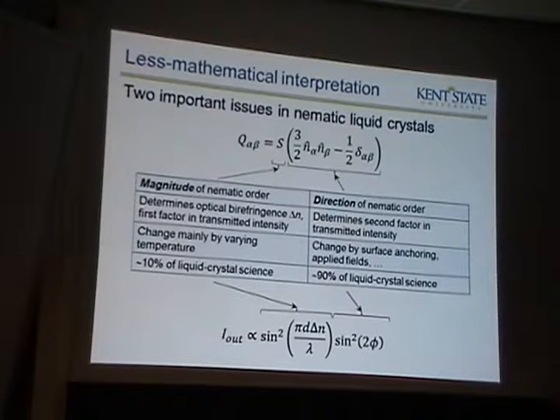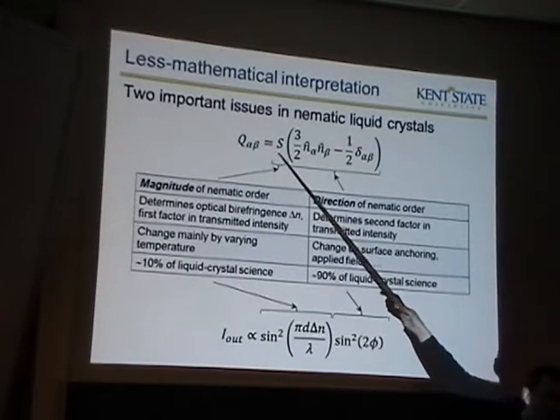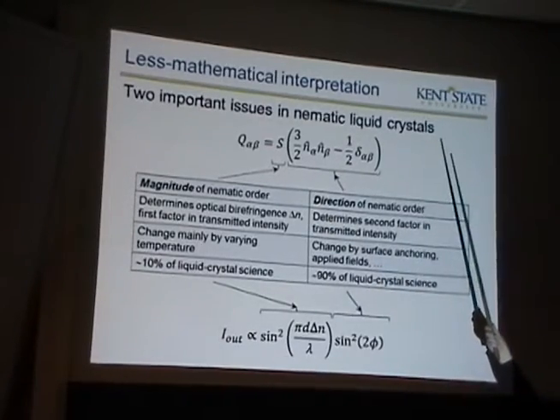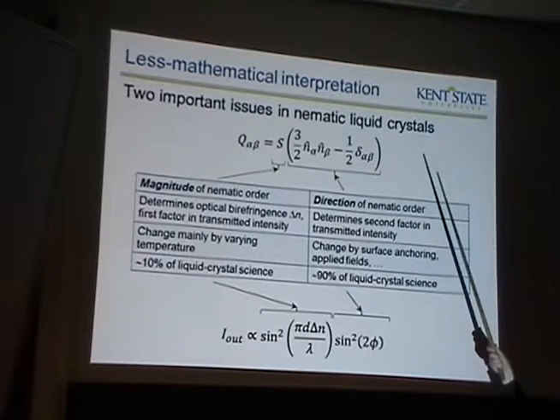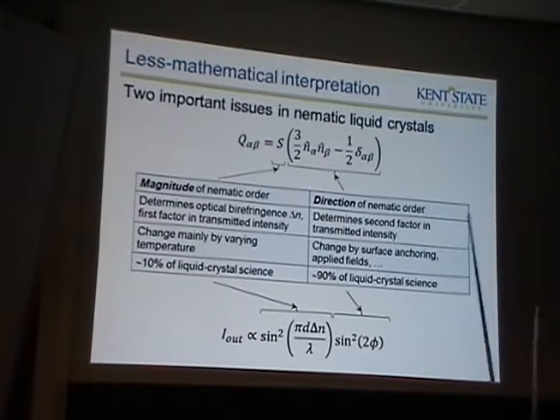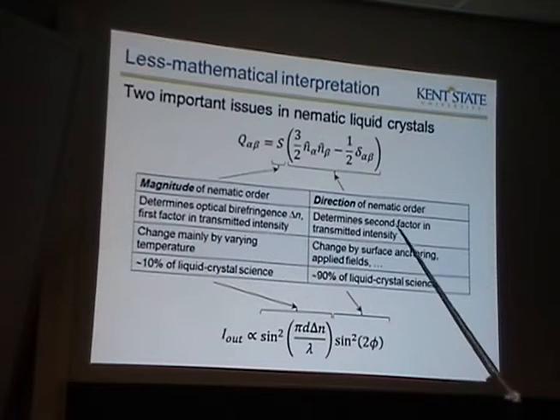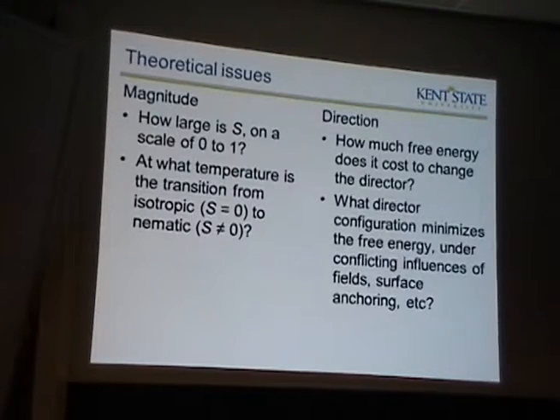I would say that about 10% of liquid crystal science involves the magnitude, and about 90% involves the direction. I haven't really counted exactly. That's sort of an approximation, but it's something like that. So you can see in the lectures for the rest of this winter school whether in fact it turns out to be 10% of the lectures on the magnitude and 90% on the direction. Okay, so those are ways to think about these issues.